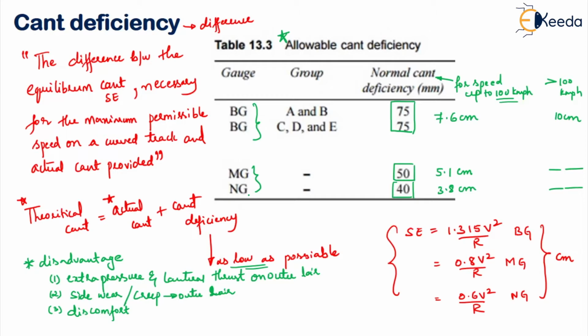So in a problem, what will happen? Sometimes if cant deficiency is not given, based on the gauge you will have to select the cant deficiency value. These are standard for Indian Railways. These are standard and they will not vary. So you can call it the prescribed cant deficiency. So this is all about your cant deficiency.